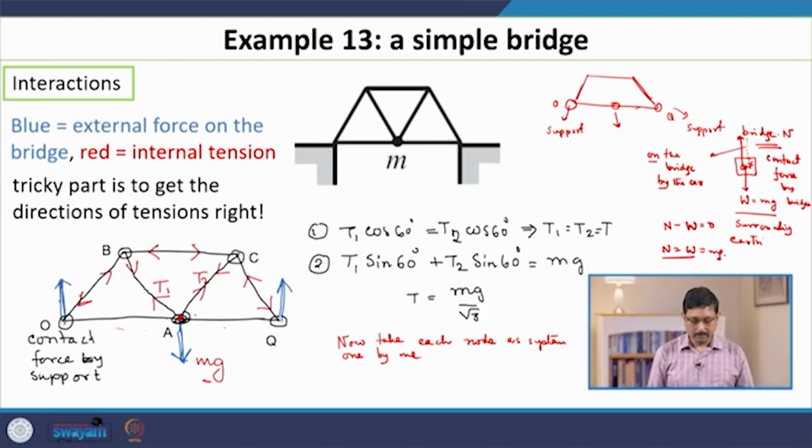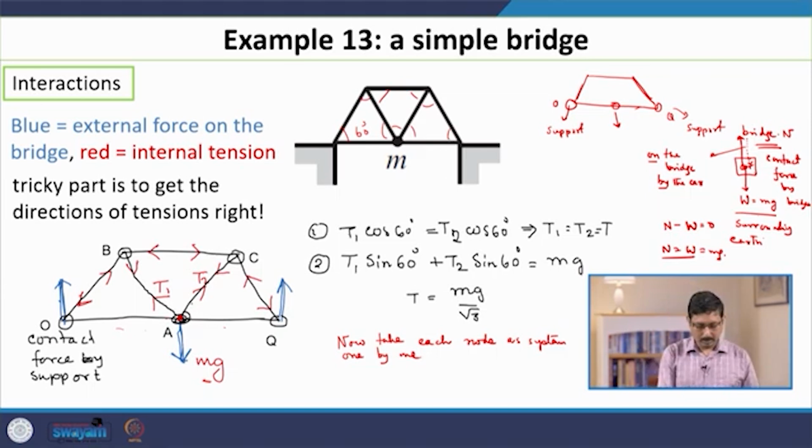Then from this picture, by geometry, all of these beams are of equal length. So, all these triangles are equilateral triangles, and all the angles are 60 degrees. Then we consider the force balance equation for this node A. To balance this force mg which is downwards, intuitively it is clear that the directions of T1 and T2 must be away from the support A.